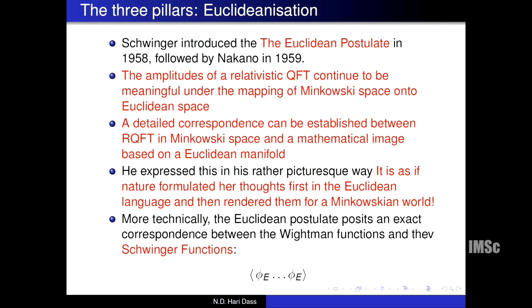Let's use Schwinger's own language. He said the amplitudes of a relativistic quantum field theory continue to be meaningful under the mapping of Minkowski space onto Euclidean space. Meaningful in what sense? We'll come to that. Meaningful in the sense that a detailed correspondence can be established between relativistic quantum field theory in Minkowski space and a mathematical image based on a Euclidean manifold. That mathematical image, he calls it, because that has no time, no causality, okay? So it's only an image, but this is one where the image has all the information about the object.